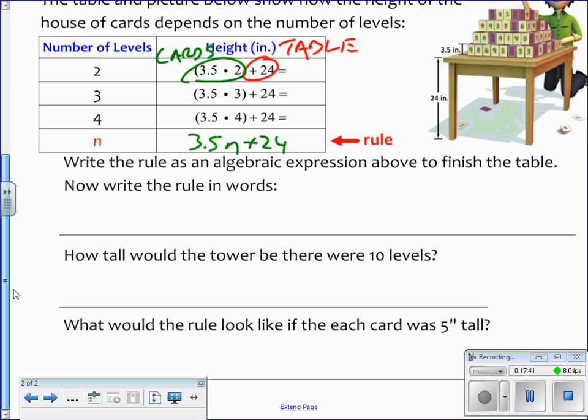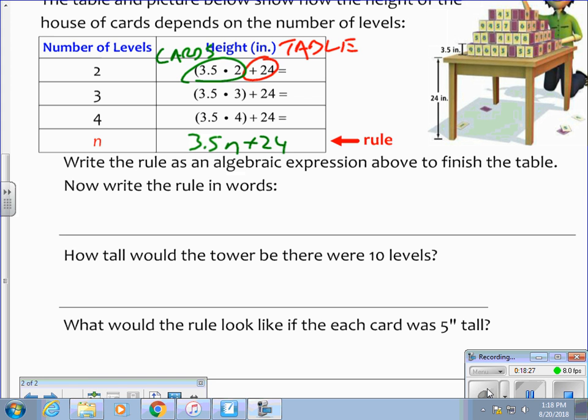So here's what I want you to do. I want you to take a minute. There are 1, 2, 3 questions. Answer those 1, 2, 3 questions. Take a minute in your notes. Write out what that means in words. What does the 3.5 stand for? What does the 24 stand for? In words, write out what that formula means. I already gave you some hints to what they stand for. And then how tall would it be if you had 10 levels? And then how would you change the formula? What would change on the formula? What would be different if instead of 3.5 inches tall, the cards were 5 inches tall? Okay, so take a minute, answer those 3 questions.